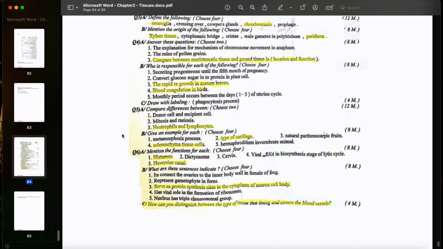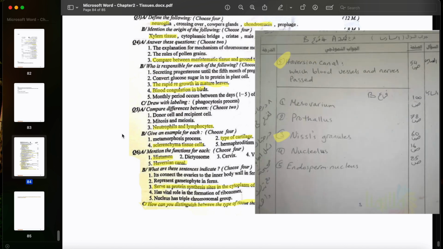In question 6b, what do these sentences indicate: serve as protein synthesis sites in the cytoplasm of neuron cell body? This is an easy one here. We're just going to say Nissl's granules. We said the Nissl granules are responsible for the protein synthesis in the neuron. And as I mentioned earlier, they're considered ribosomes, so they're ribosomes plus rough endoplasmic reticulum. And that's why they're able to synthesize the protein.